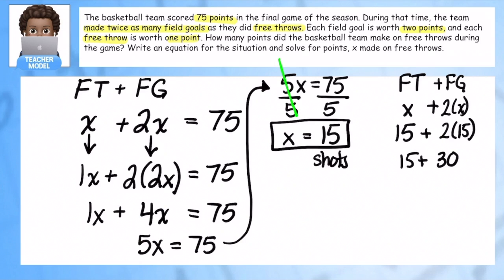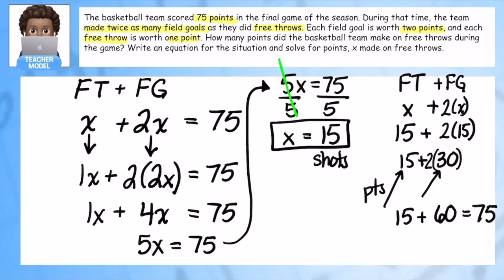Now we're going to think about the points. These are worth 1 point, so he made 15 free throws. These, remember we had them written out like this with a 2, were worth 2 points. So he made 60 points on his field goals. And that is how he made 75 points in the game.